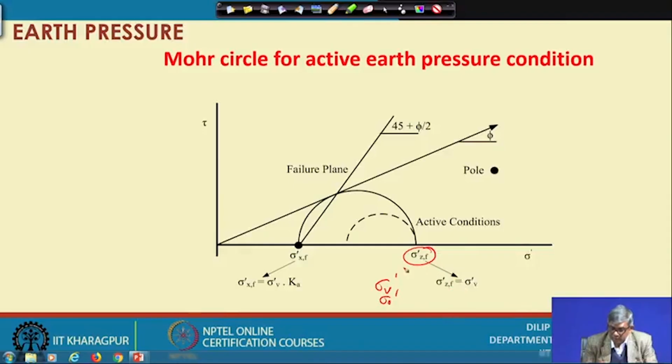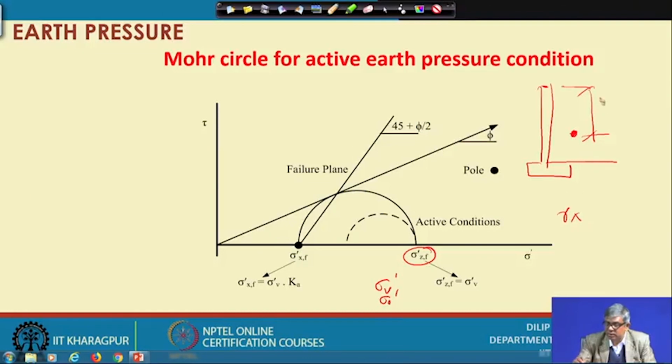So, how to find this out? Suppose this is the wall, and I have to find out at this point. Initially I have to find gamma times h, and if there is a water table, you have to subtract gamma w into h. By this way you calculate sigma v dash at this point, and then slowly this sigma v dash will be reduced, and in general sigma h will be the smaller.